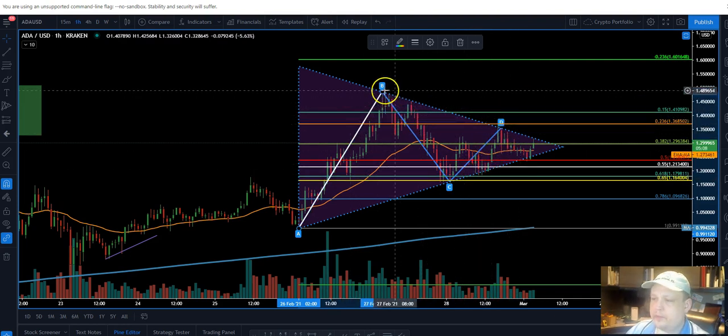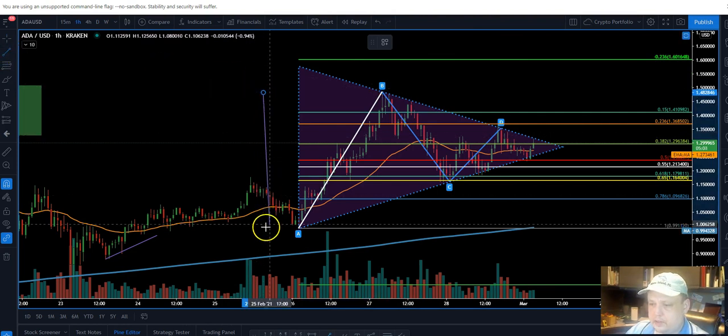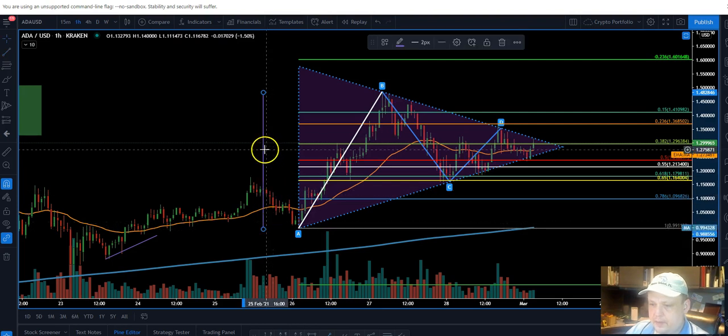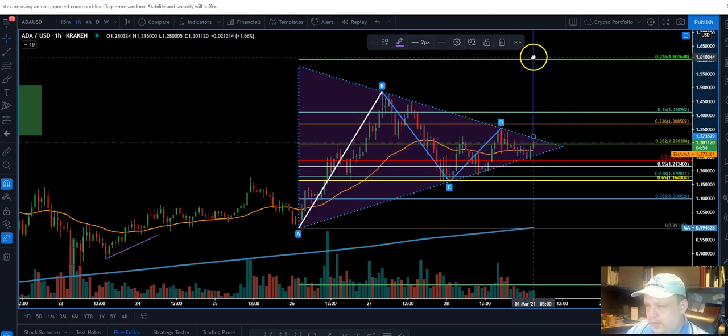Now the typical target of a triangle is from the high to where this touched, the price action, the pivot, basically the length of the pivot up and down. So if you take that and you put it somewhere where the breakout happens, this is where it can go.